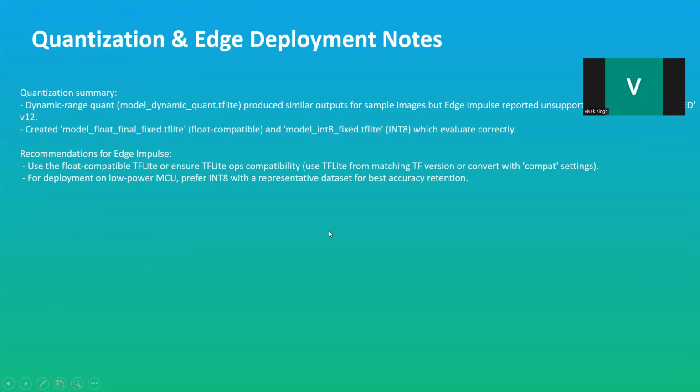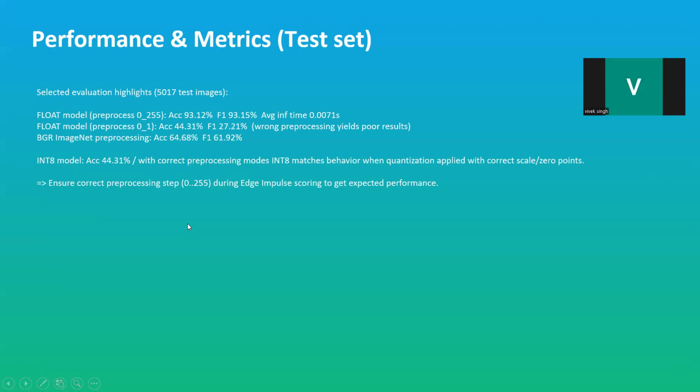So these are some quantization and edge deployment notes. Basically, for low powered MCU devices, the Int8 model is preferred because it requires less RAM and ROM for operating on this type of devices. And for other devices, we can use a float model.